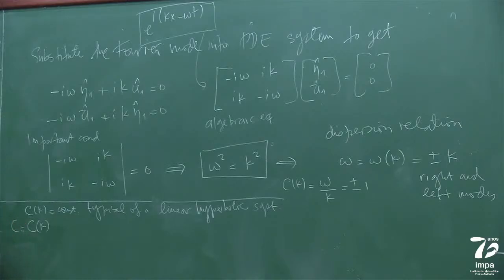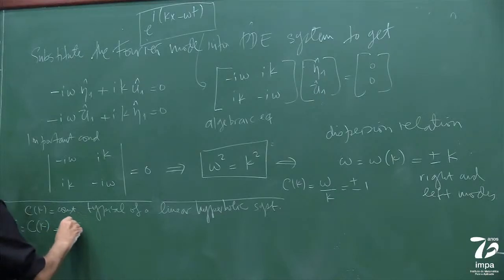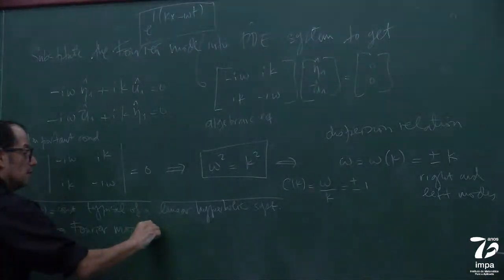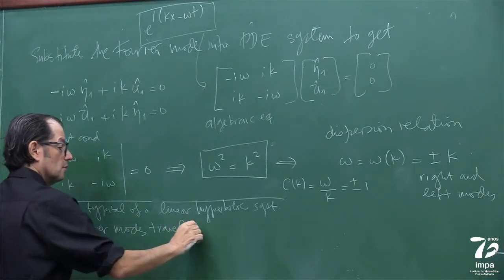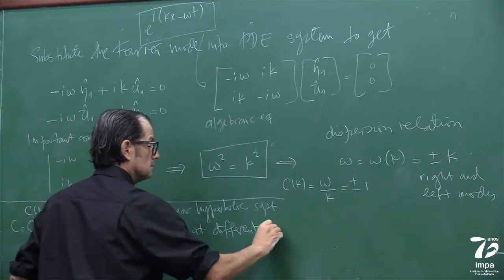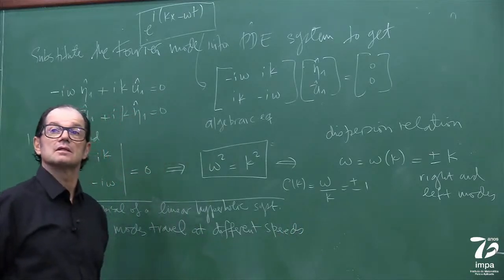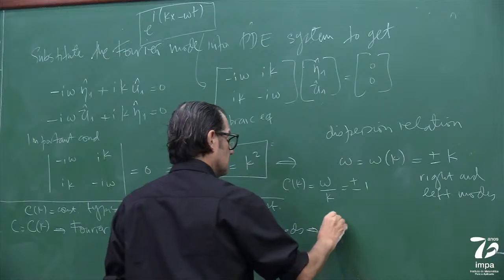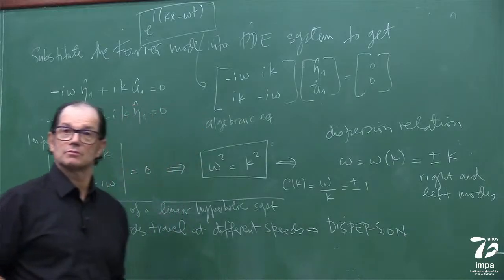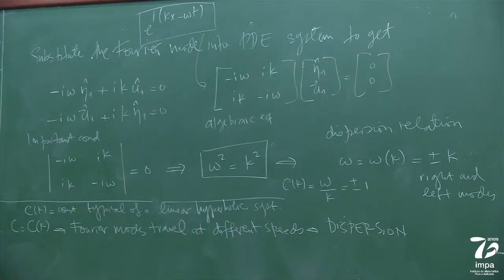And if c, the phase speed, is indeed a function of k, that implies that Fourier modes travel at different speeds, then this implies that we have dispersion, that is, that we have a dispersive PDE. Okay?